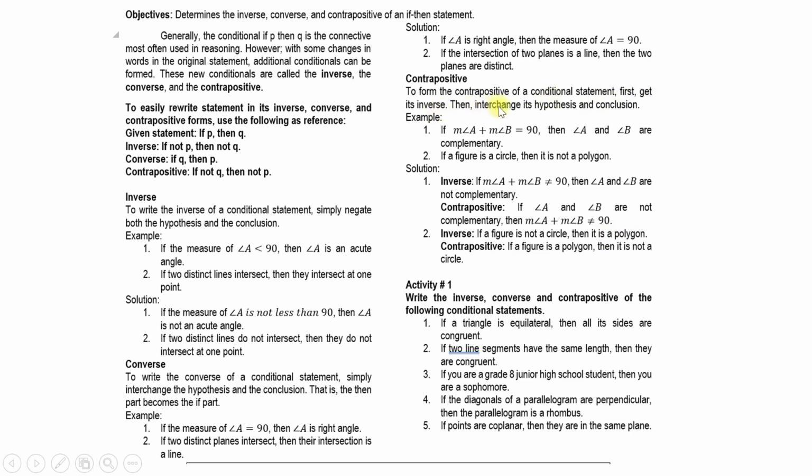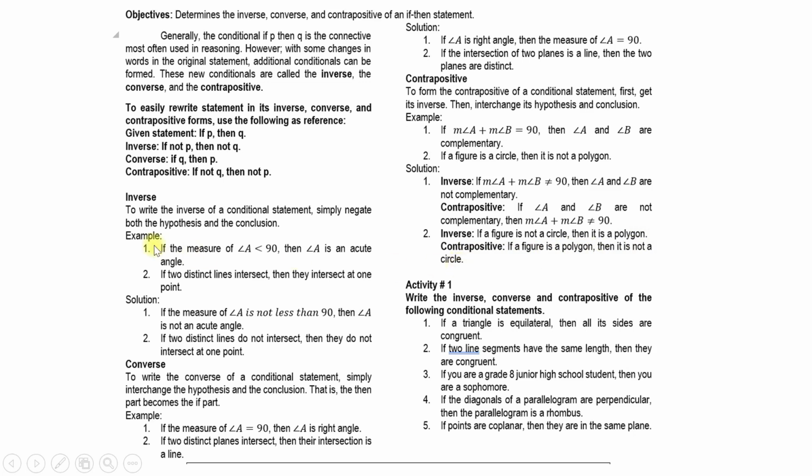So, ato na siyang i-interchange. Atong balihon ang hypothesis and conclusion. So, unsa may atong hypothesis ganiha? If a figure is not a circle, then ang conclusion, it is a polygon. So, ang atong contrapositive now, if a figure is a polygon, then it is not a circle.